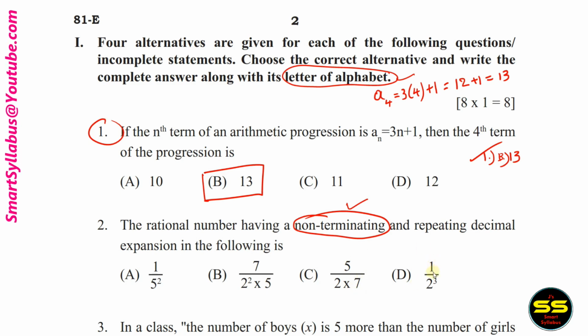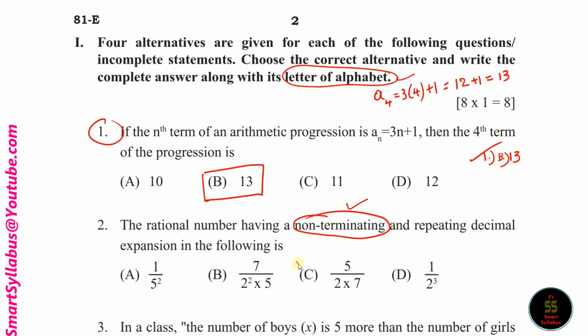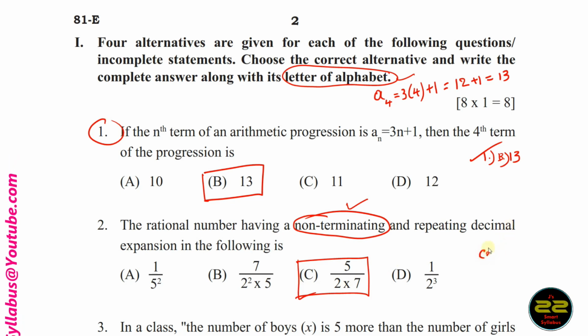Let's check even the fourth option. What does it mean? 1 upon 2 cube. 2 cube is nothing but 2 into 2 into 2. That means in the denominator just 2 is there. So when 2 is available in the denominator, definitely this also is going to be terminating. It means option C is our required correct answer. Hope you understood the realization. So the answer is option C, 5 by 2 into 7. So both these sums are clear. Let's move to the next one.